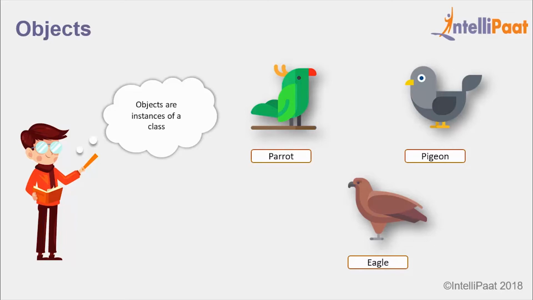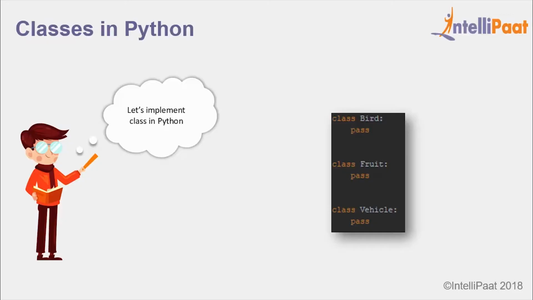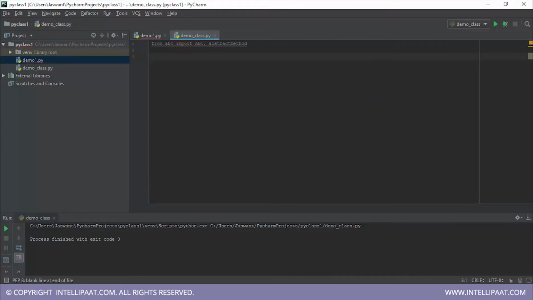Now we'll go ahead and implement the concept of classes in Python. And to do that, we'll be using PyCharm. So this is PyCharm, guys. Now our first task would be to implement a class. So this is the syntax to implement a class. I'll just type out class bird. Now I'm creating a class whose name is bird. Now this class is empty, which pretty much has nothing. So I'll just type out pass over here.